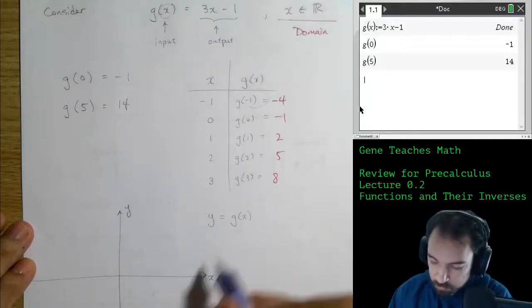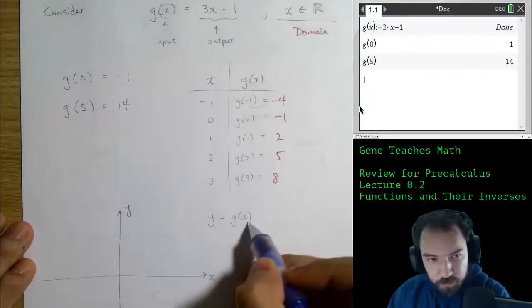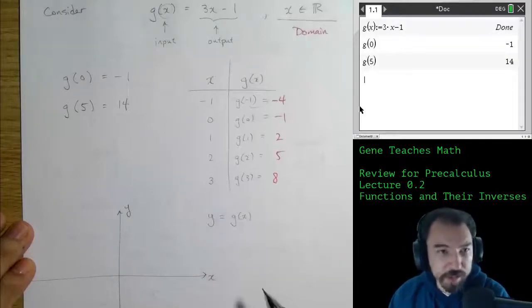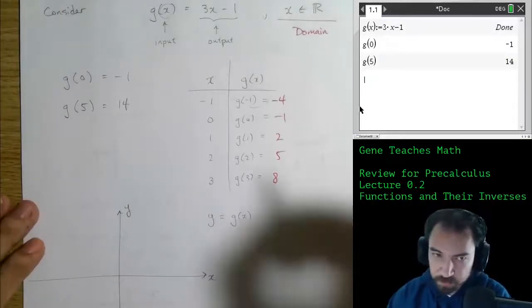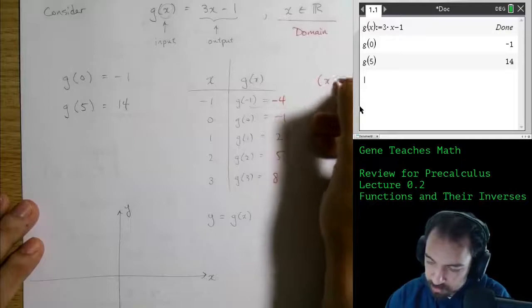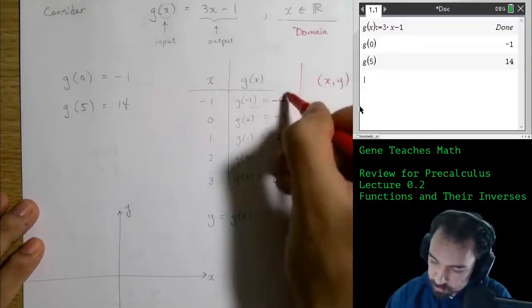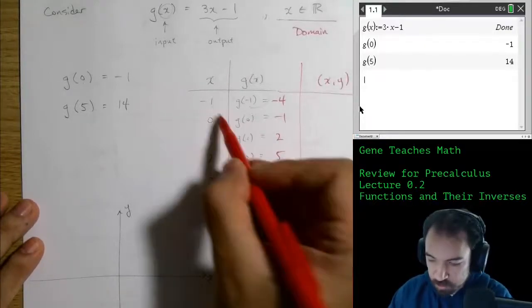It says you take the x value, get the output, whatever the output is, you're going to make that the y variable. So if I were to go up here and say, okay, let's make an ordered pair for each of these rows.